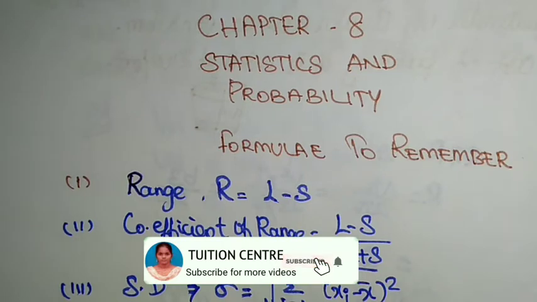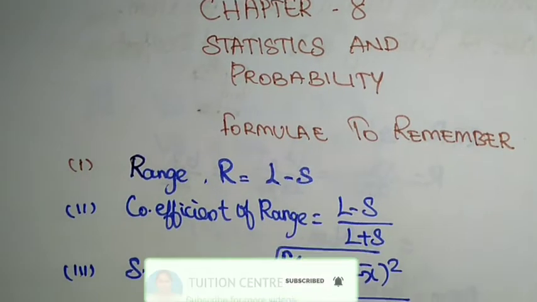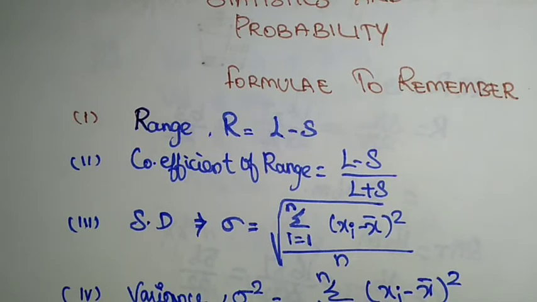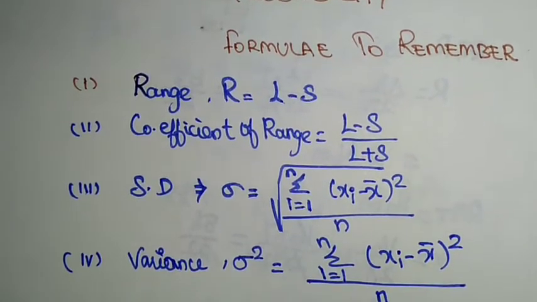Okay, formulas to remember. First, range R is equal to L minus S. Here L is the largest value and S is the smallest value. Now, the coefficient of range is equal to (L minus S) divided by (L plus S).